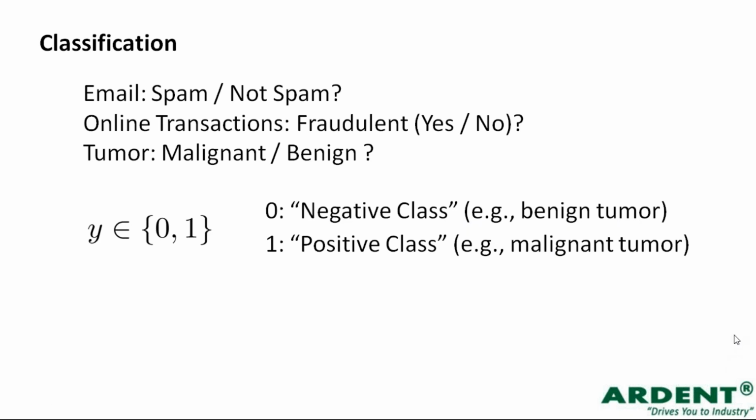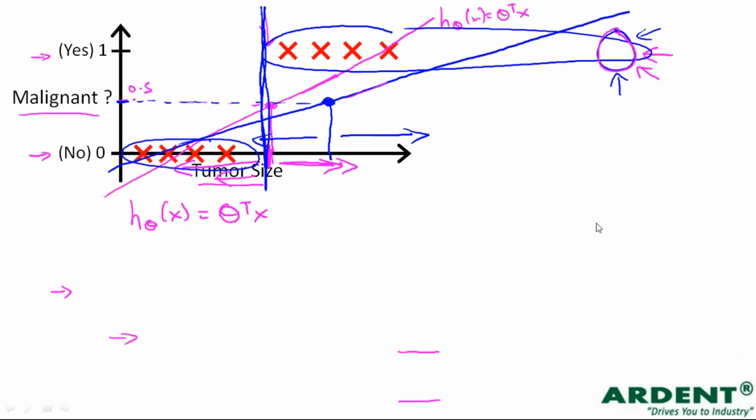Now just try to have a look. As you can see, the value of yes is 1, and the value of no is 0. The x-axis represents the tumor size, and the y-axis represents whether the tumor is malignant or benign. Here there is one threshold. What is that threshold? The threshold is 0.5.